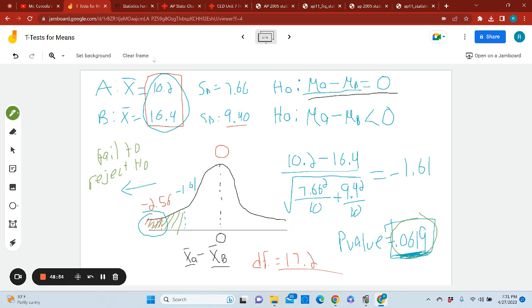So that is t-tests, 1 sample and 2 sample. There it is. Happy studying.